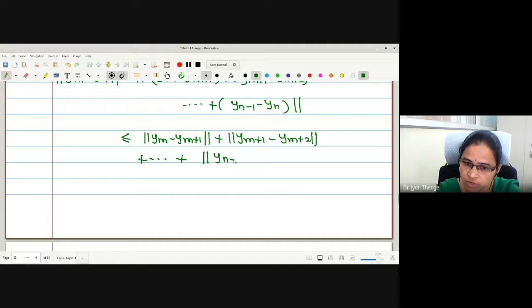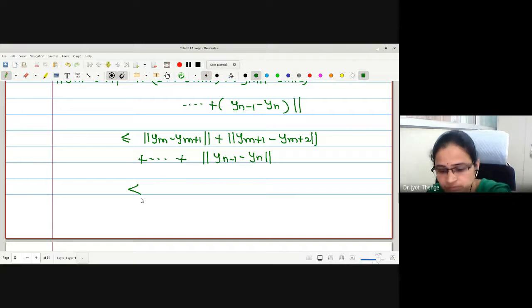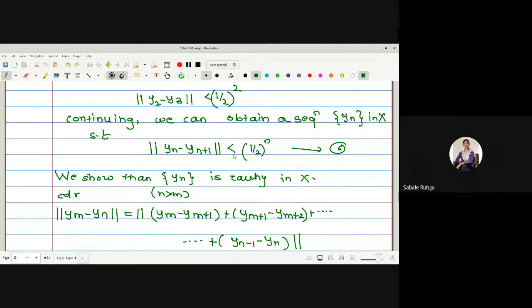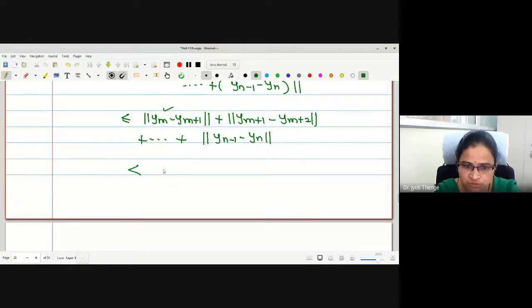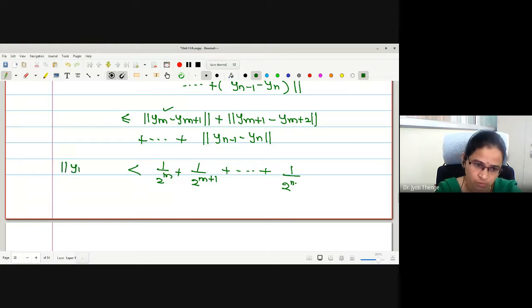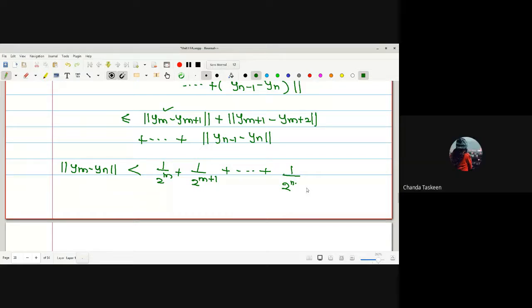This is yn minus 1 minus yn. If the first term is less than what? This first, check, half raised to m. Good. 1 upon 2 raised to m. This is 1 upon 2 raised to m plus 1, and so on, up to 1 upon 2 raised to n minus 1. Good.